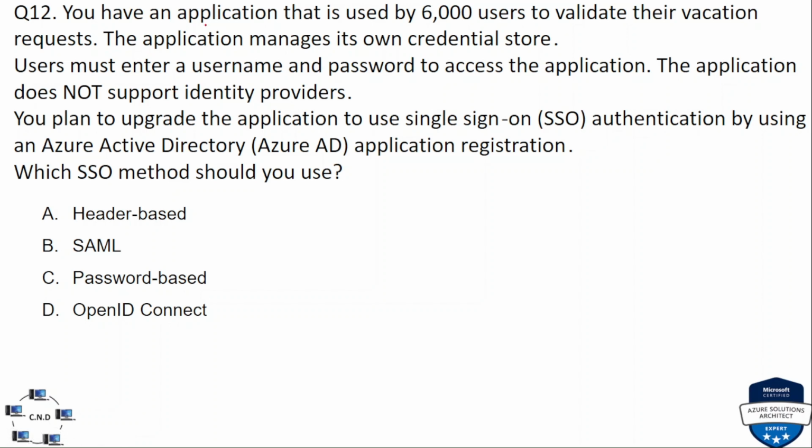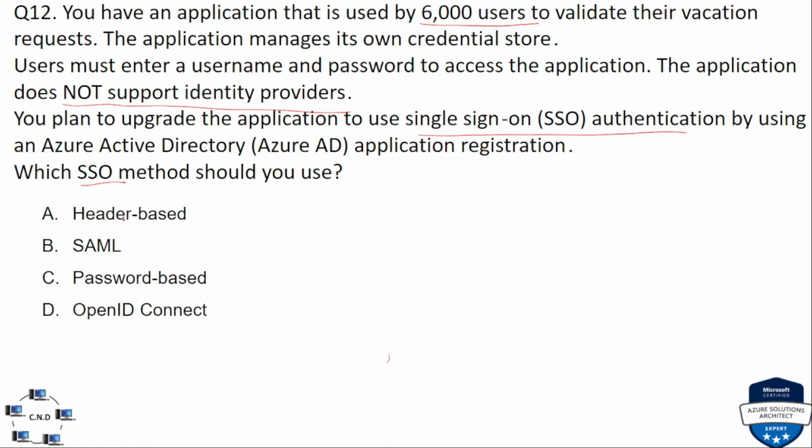Question number 12 is that you have an application that is used by 6,000 users to validate their vacation request. The application manages its own credential store. Users must enter a username and a password to access the application. The application does not support identity providers. You plan to upgrade the application to use single sign-on authentication by using an Azure Active Directory application registration. Which SSO method, that is, which single sign-on method should you use?